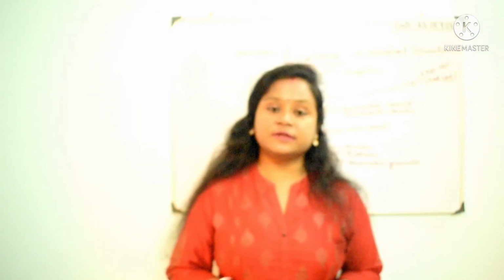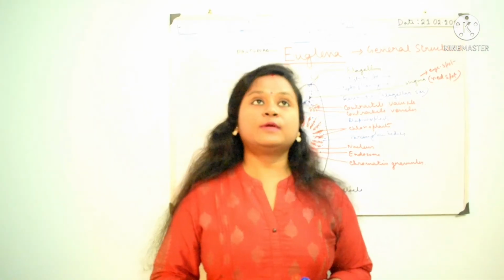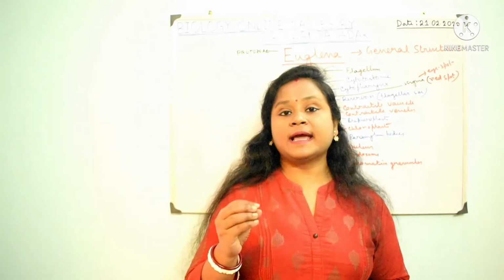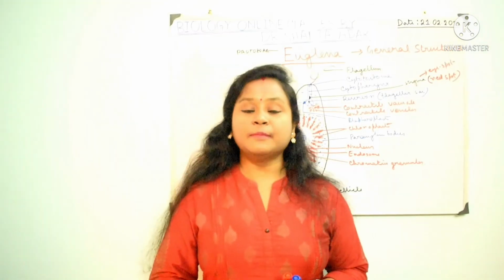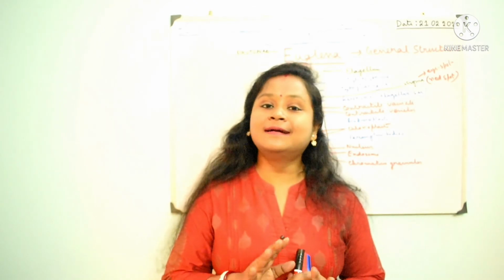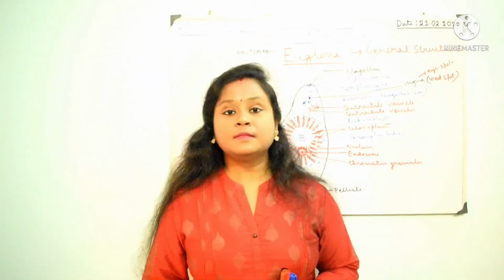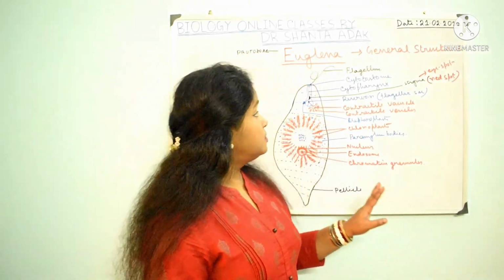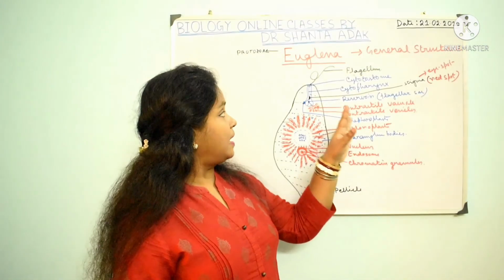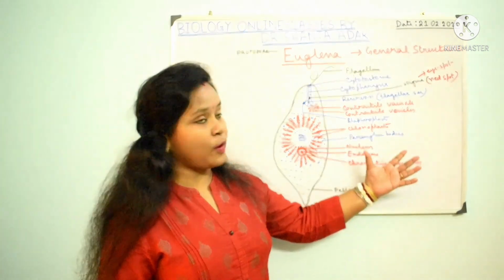Euglena is a very common freshwater flagellate found in freshwater ponds, ditches, pools, etc. Euglena are found in abundance where organic material and considerable vegetation are found. Sometimes the pond water looks green, and sometimes a green film of scum is found on the surface of pond water due to the presence of an enormous amount of Euglena. It's all about Euglena, its habit and habitat, and detailed general structure with pointed diagram.